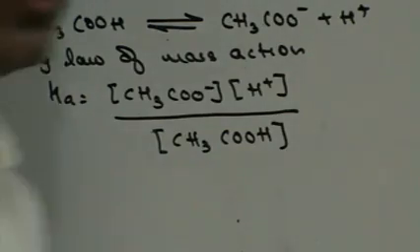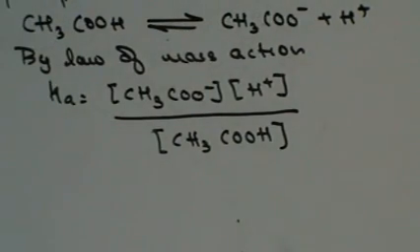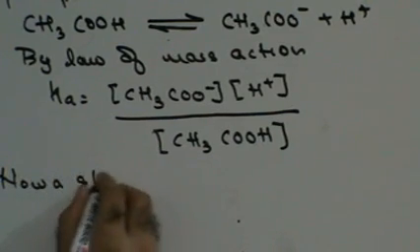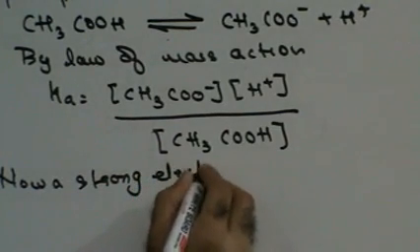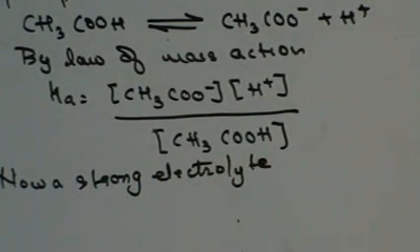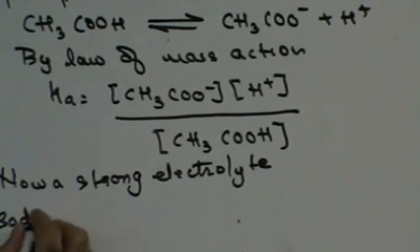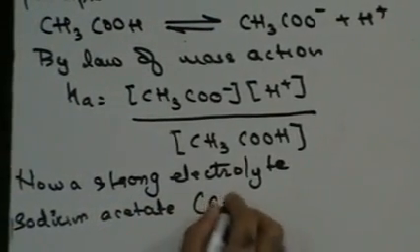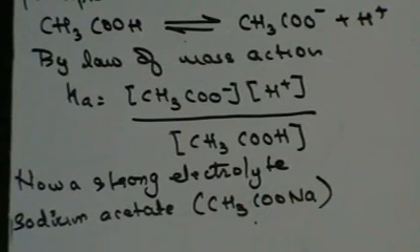Right? Now, let us assume that a strong electrolyte having a common ion is added to this. Let us consider sodium acetate, CH3COONa. So your strong electrolyte sodium acetate containing acetate ions is added to the solution.